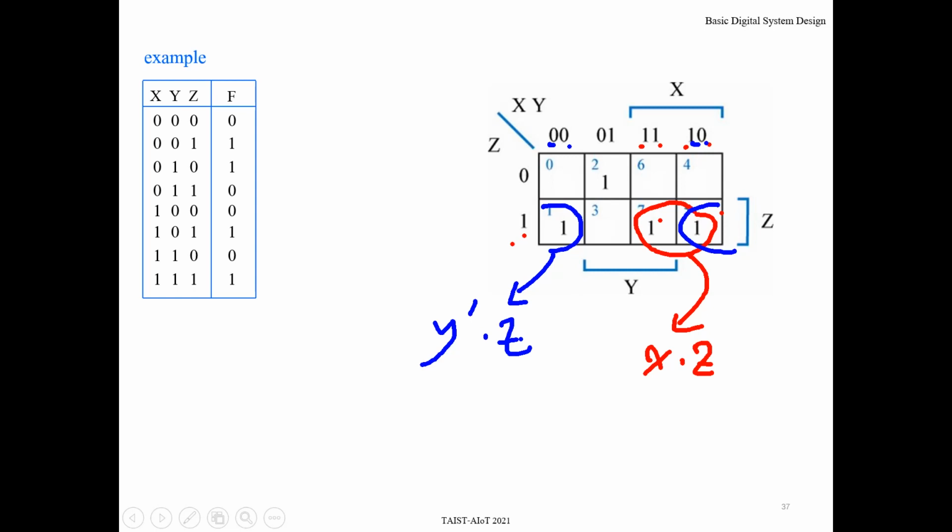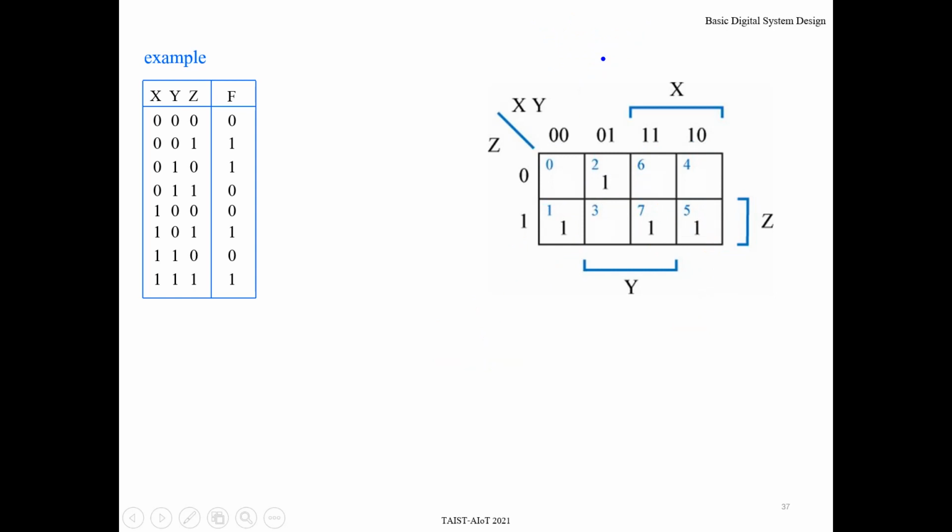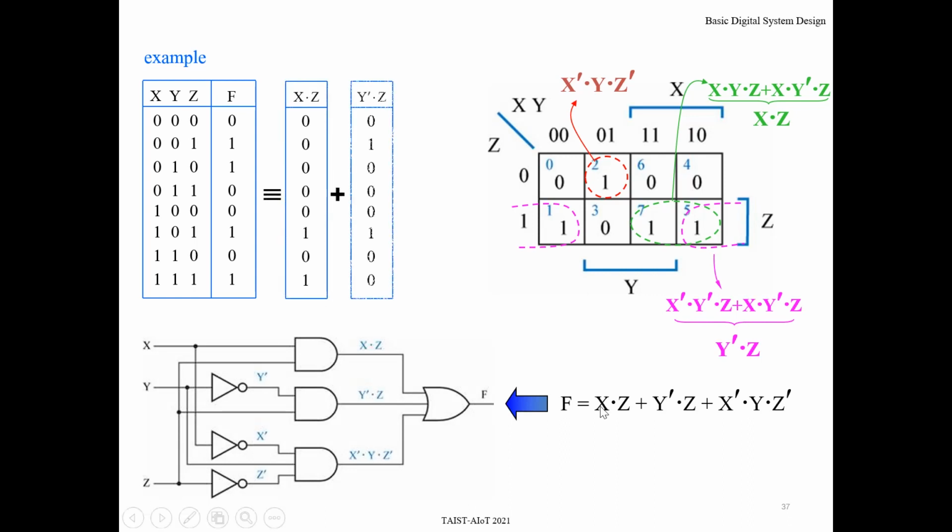Your function is complete. You must select all logic 1 output or one cell. For this one, the corresponding input is 0, 1, 0, so it's x prime, y, and z prime. Now your function can be made by the sum of these three terms. Okay, sum together, and then you can implement the circuit for this expression.